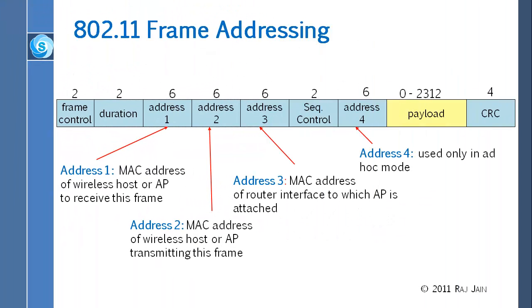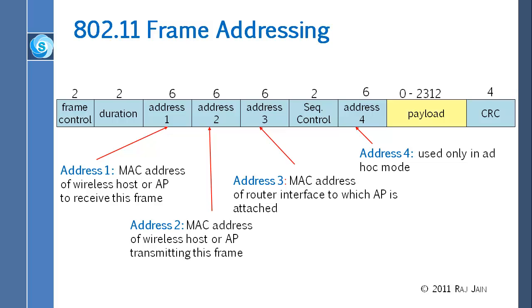Now addresses. Address 1 is the MAC address of the host, address 2 is the MAC address of the transmitter, address 3 is the MAC address of the router interface to which this access point is attached, address 4 is only used in ad hoc mode. There are many applications of these 4 addresses, and this is one shown here where it does not really have a destination address. It says that address 4 is used only in ad hoc mode.